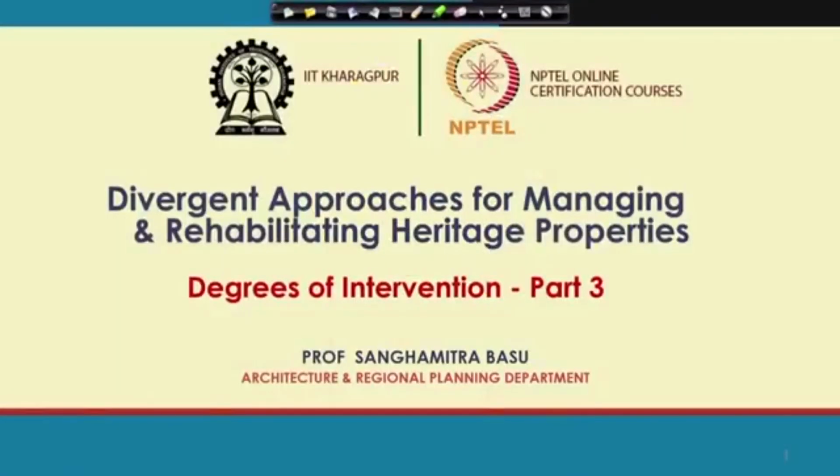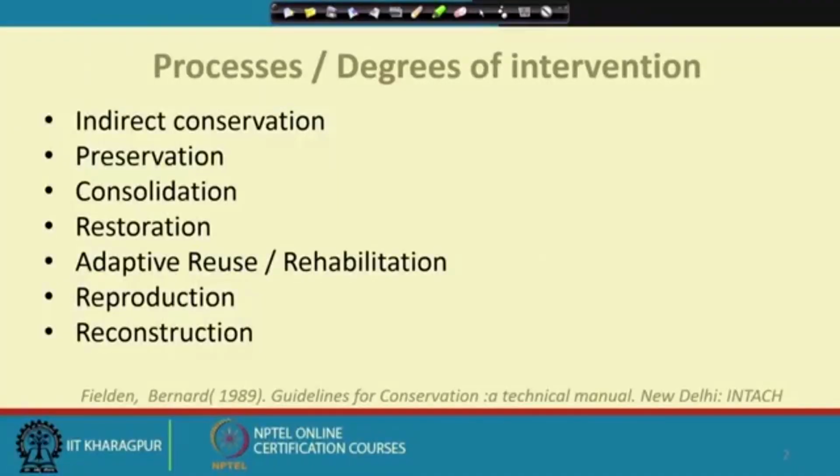We have been discussing the divergent approaches for managing and rehabilitating heritage properties, and today we will continue with what we have been discussing. If you remember, we discussed the various approaches of indirect conservation, preservation, consolidation, restoration, etc. Of these, we have already talked about indirect conservation, preservation, consolidation and restoration. Today we will talk about adaptive reuse, reconstruction, and reproduction. Let us take one by one.